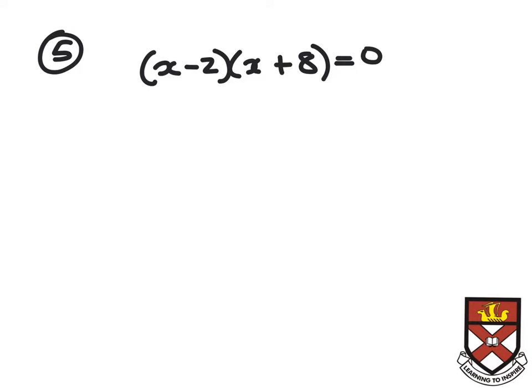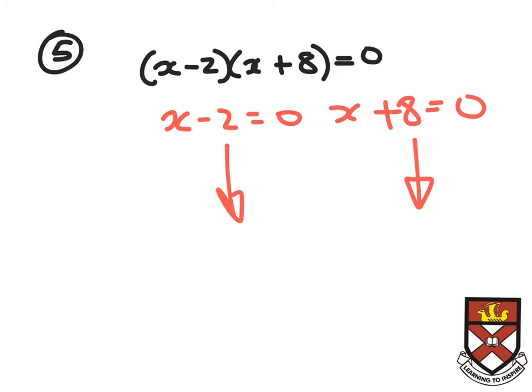Question 5, really simple question. Solve this equation. So you put the first bracket equal to 0, second bracket equal to 0, and then work out each one.